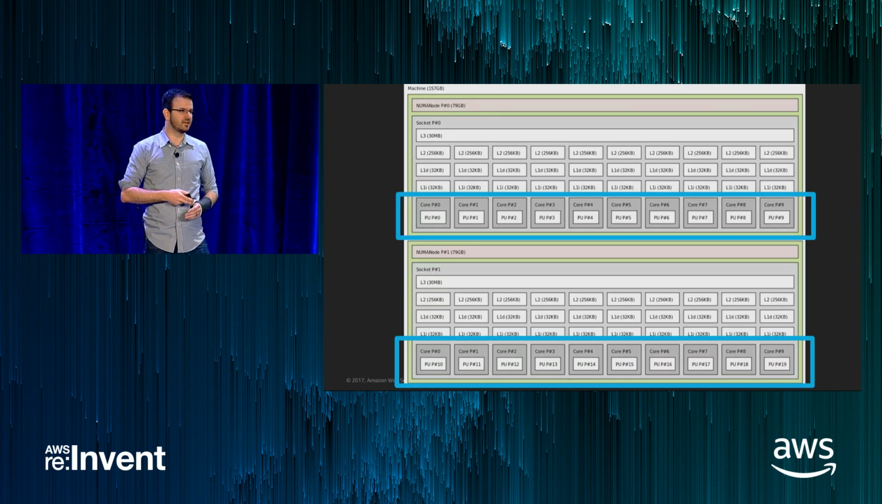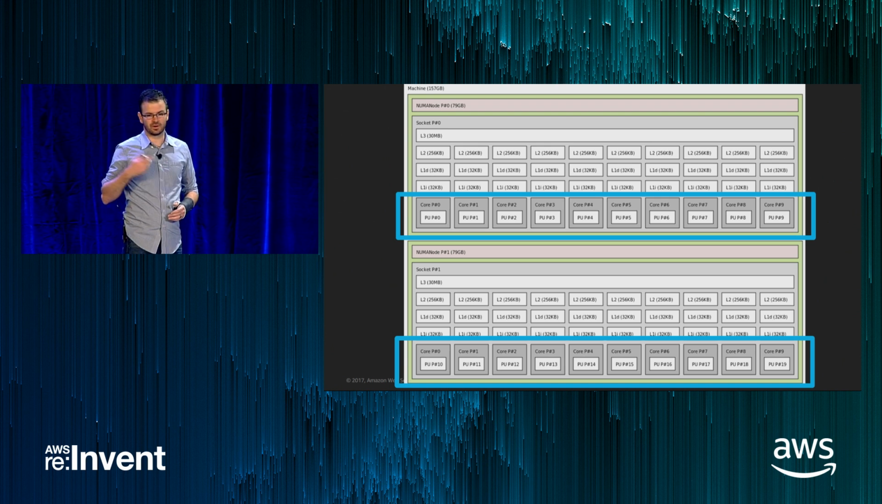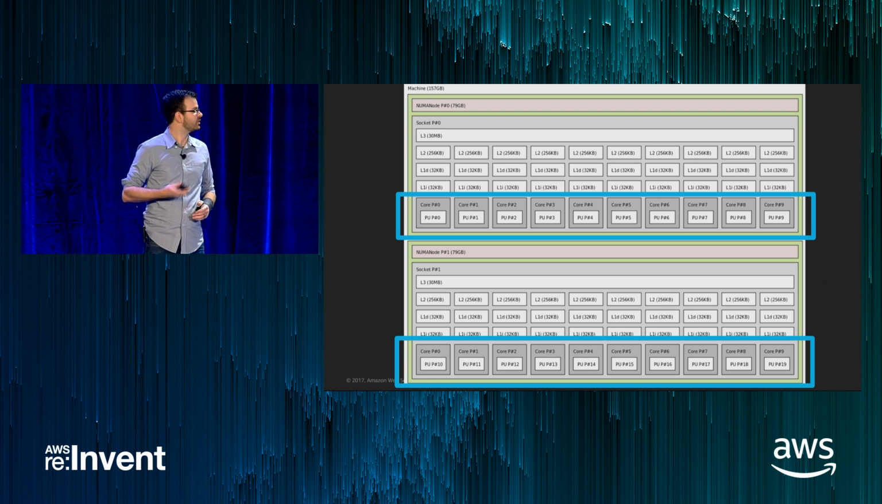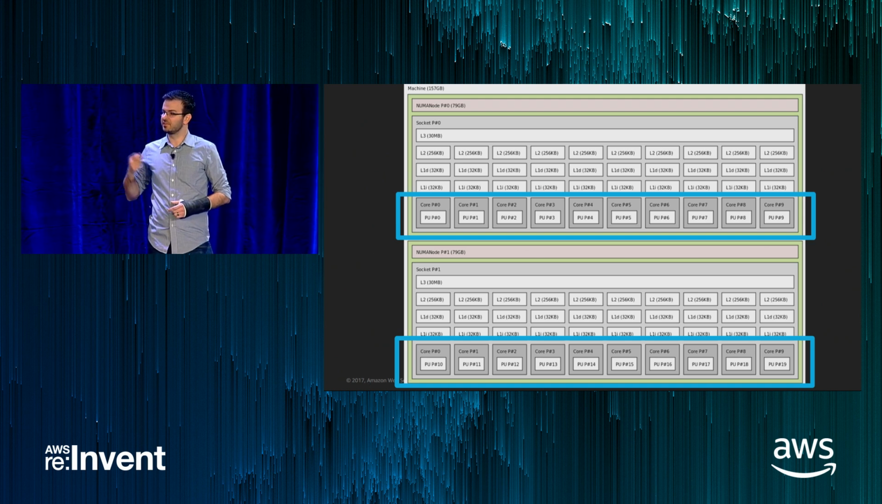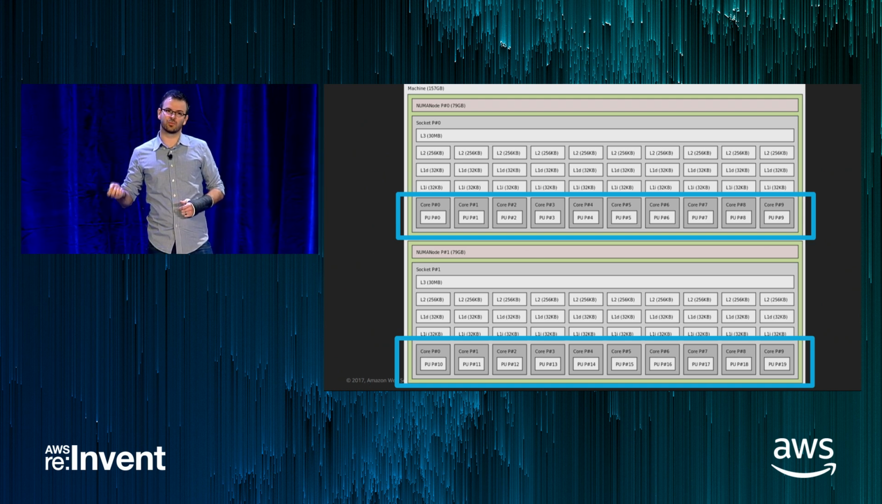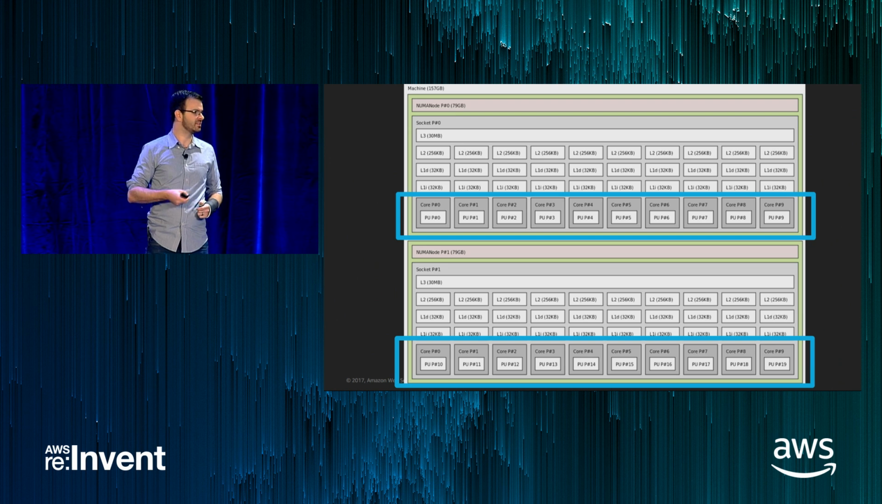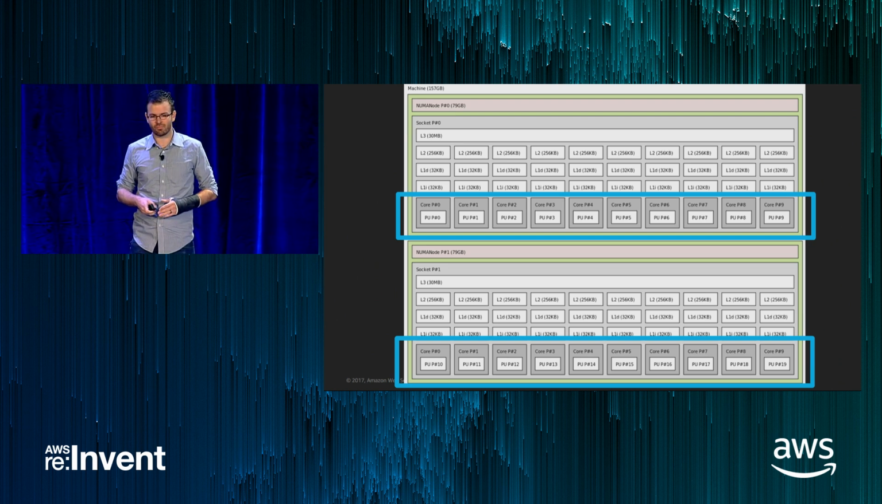So let's show you that LSTopo output on an M4 10x large again, but this time with hyperthreading turned off. Here you can see highlighted in blue, each physical CPU core only has 1 thread associated with it as compared to the 2 that you saw before.